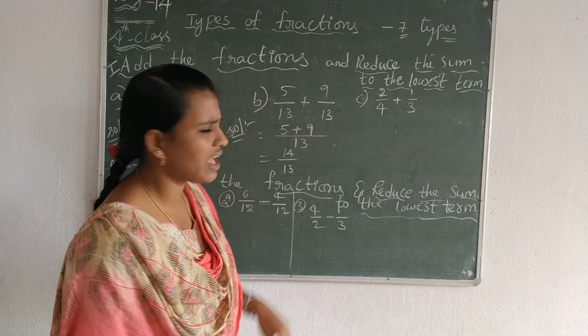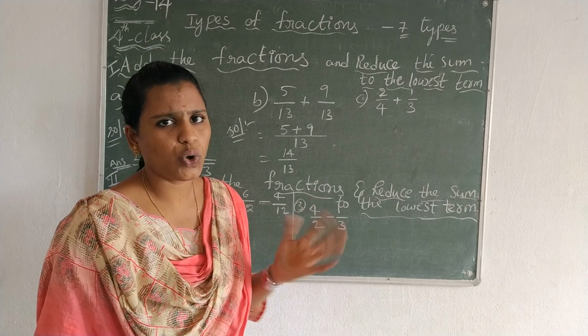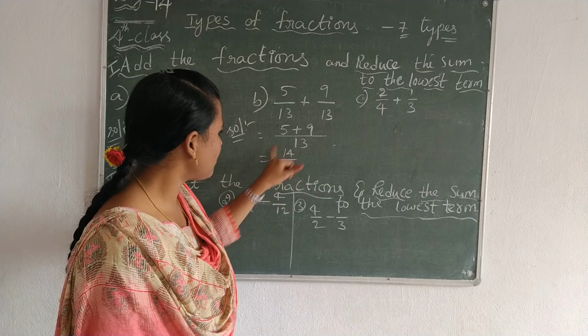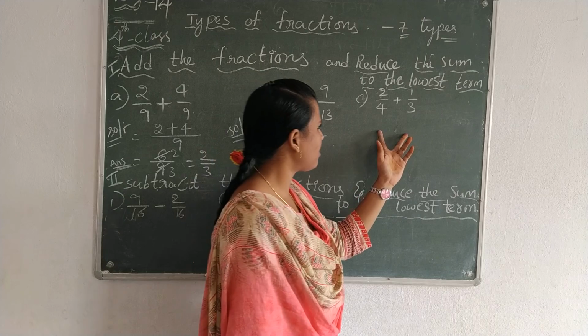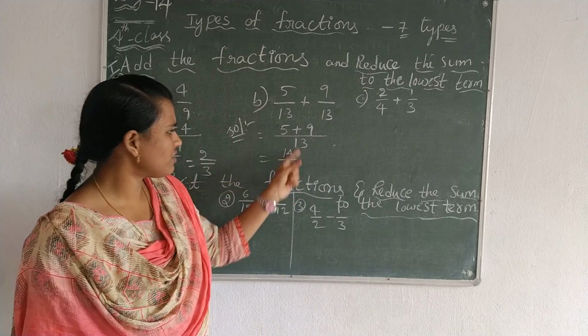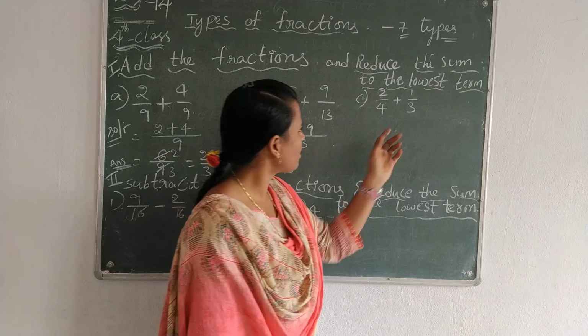Is 14 by 30 cancelled in any common table? No, that's why this is the lowest form of this fraction. Okay, let's come to the next sum.